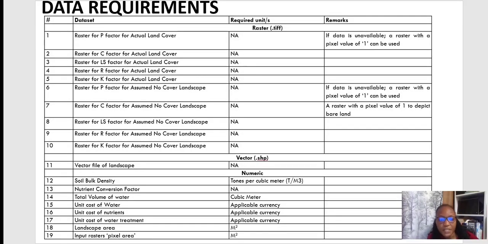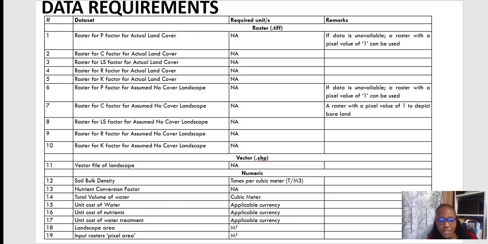What are the data requirements? There are quite a number, 19 of them. We look at the P factor, like I've described it, the C factor, the LS factor, the R and the K factor, and the actual land cover, be it a forest, a shrubland, or a grassland. Those need to be extracted based on the formulas that we have provided.